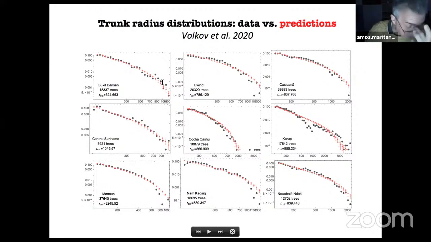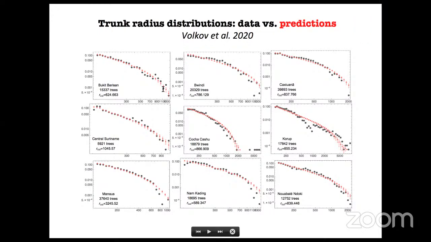And you see that the agreement with the data is quite satisfactory. The data are not perfect because there are censuses. The censuses are done every 5 years. The statistics are good, but not exceptional. And so you can find anyway that it is quite reasonable.